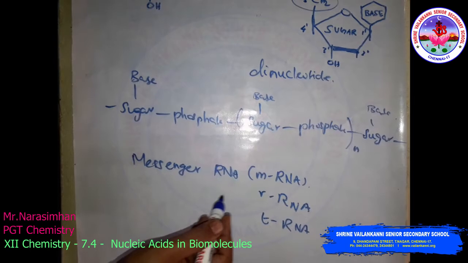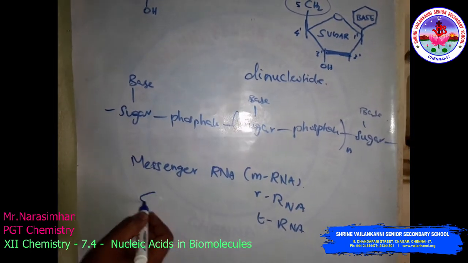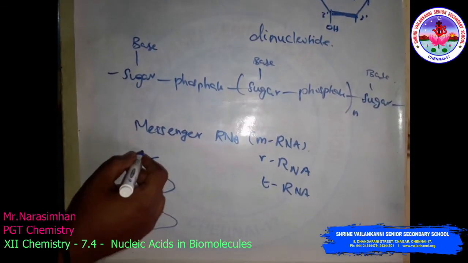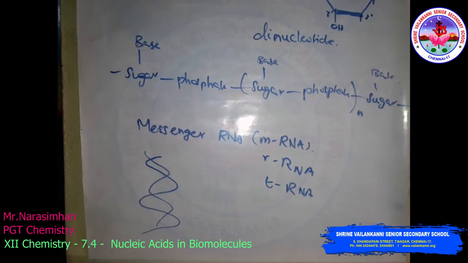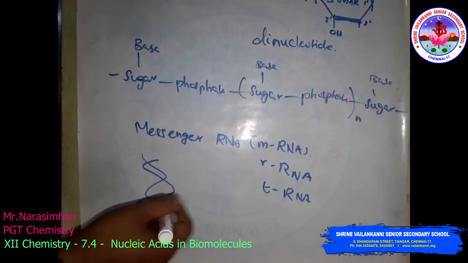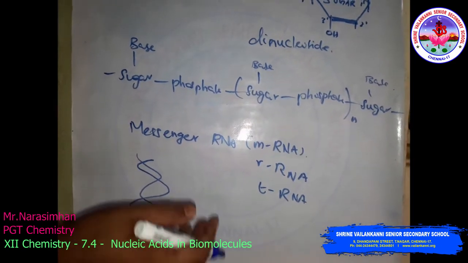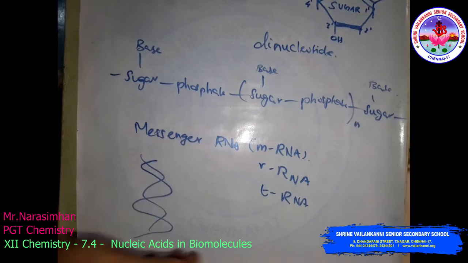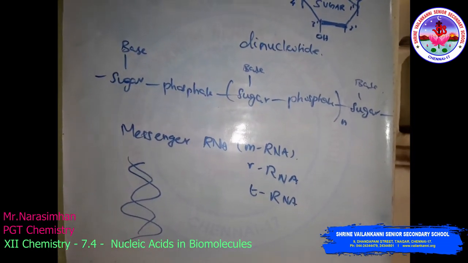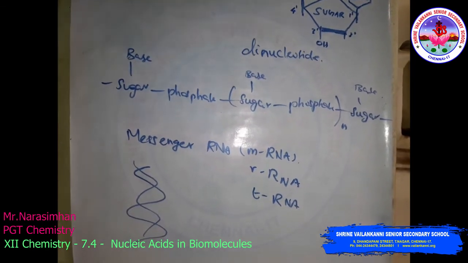The double stranded helix structure of DNA is also there, a structure like this. You can see it in your NCERT like this. That is G, C, A, T, which indicates guanine, cytosine, adenine, thymine. These are the names. Then the biological function of the nucleic acid.